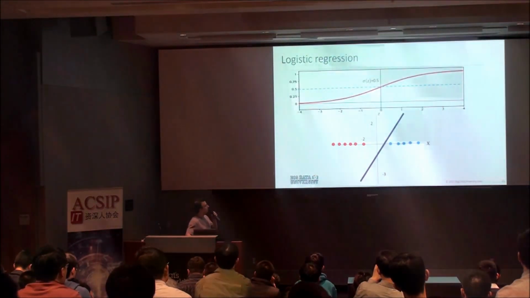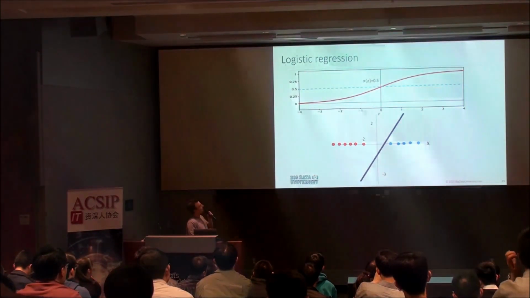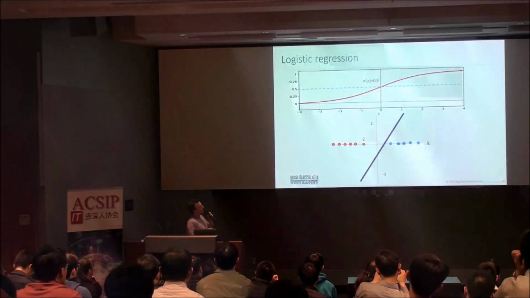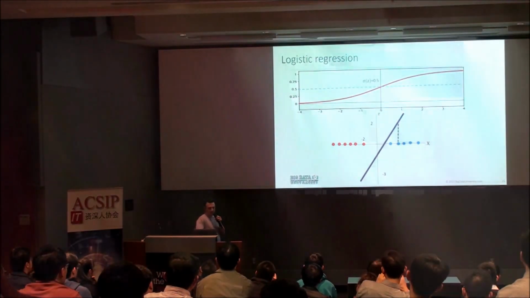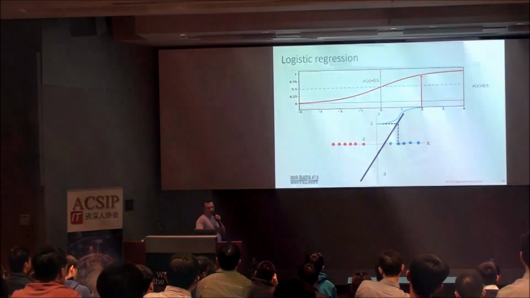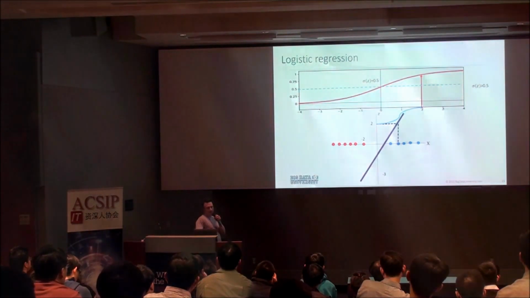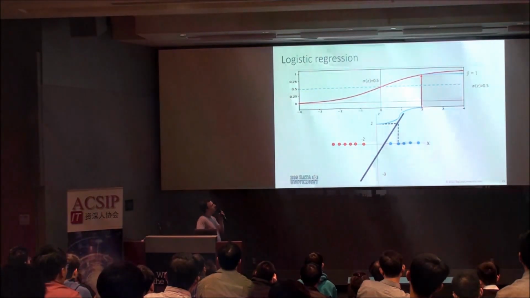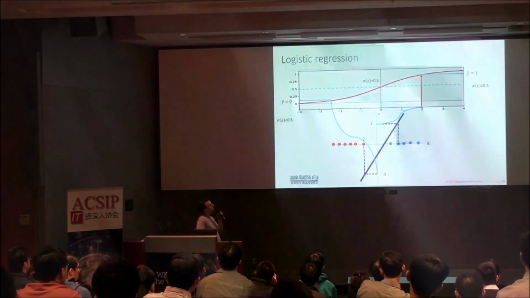So now, if the value is greater than 0.5, we map it to 1. And if it's less than 0.5, we map it to 0. So let's do our example one more time. We plug in 2, right? And because this value is about 0.75, it's greater than 0.5, so we set it to 1. And we do the same thing for the second sample. Everybody got it?